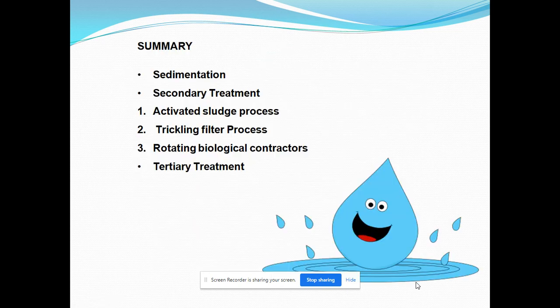So what we have studied, what we came to know in this e-lecture, we learned about sedimentation, which was the last step of primary treatment, then secondary treatment, and in secondary treatment we learned about the activated sludge process, trickling filter process, and rotating biological contactors in detail, and then we finally learned about tertiary treatment.